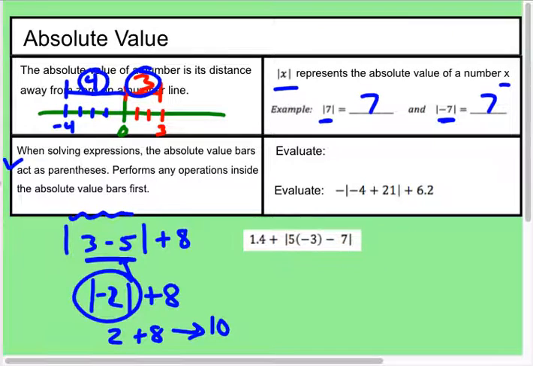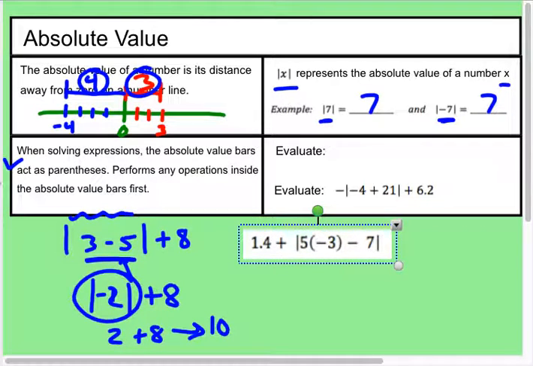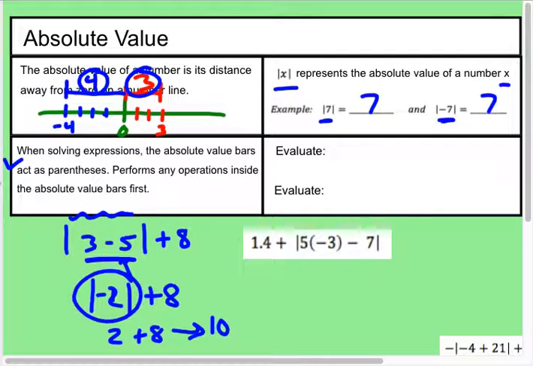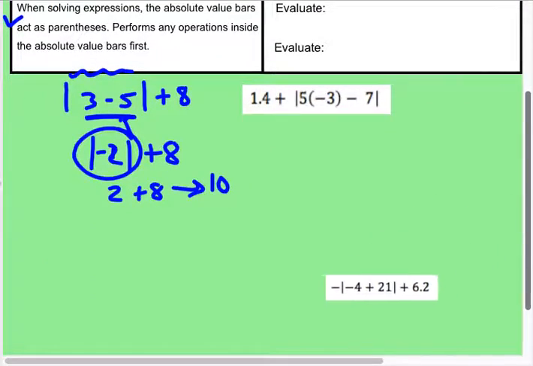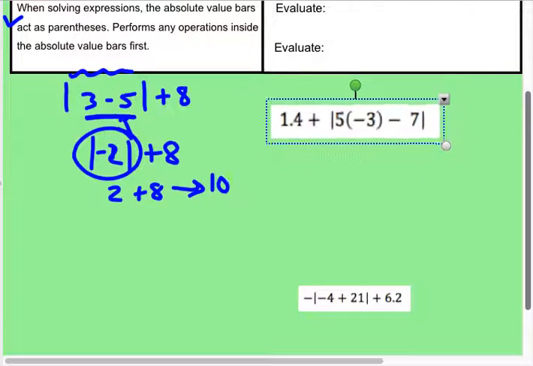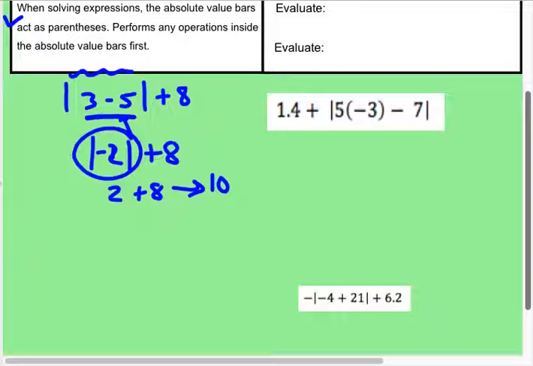Let's take this one down here. Try this one out a little bit. So we got 1.4 on the outside. We're going to add that to whatever is inside this absolute value. You have to do all the work inside there first. Don't make this negative 7 positive. Don't make the negative 3 positive. Just evaluate it down to one number, then take the absolute value of it.